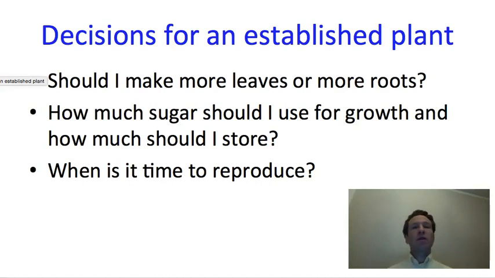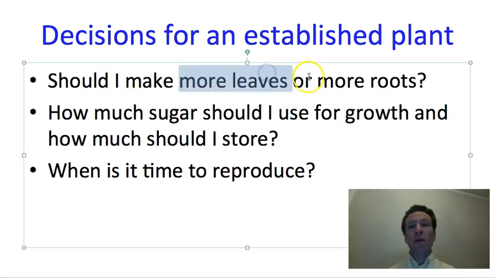Now let's assume that the plant has established, it made the right decisions, and it has survived. It's big enough that it now has some more decisions to make. For example, it needs to know whether it should invest the carbohydrates and other nutrients it has stored to make more leaves, or whether it should invest them in making more roots.